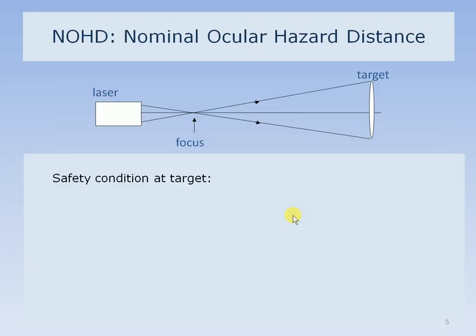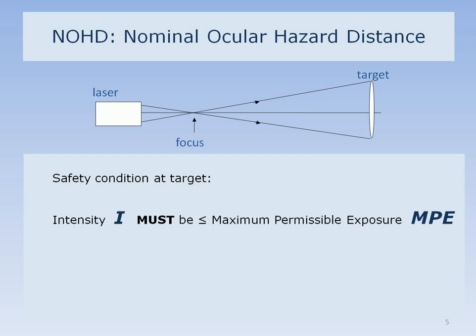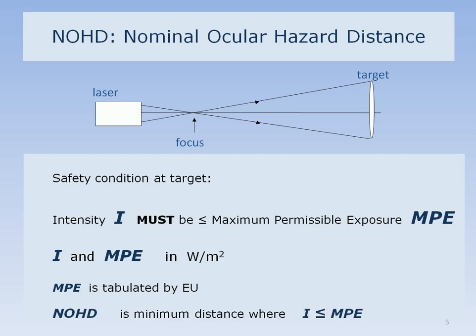What is the safety condition at the target? The intensity must be lower than the maximum permissible exposure, MPE. And both are expressed in watts per square meter intensities. And that maximum permissible exposure is tabulated by the EU and other international institutions. And that nominal ocular hazard distance, NOHD, is the minimum distance where that condition is fulfilled.